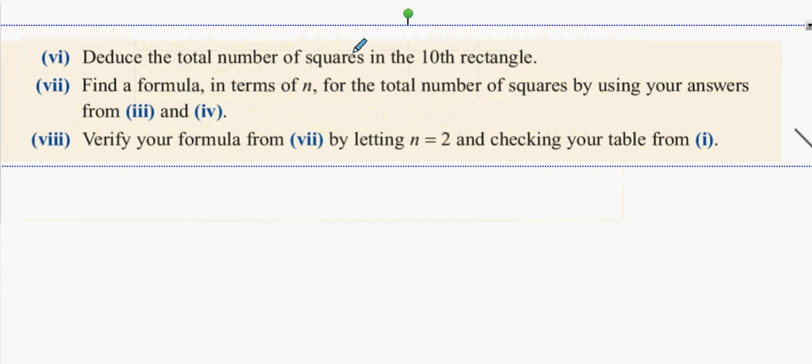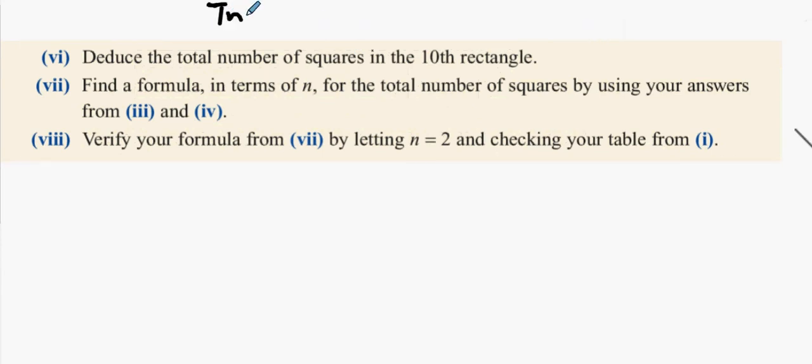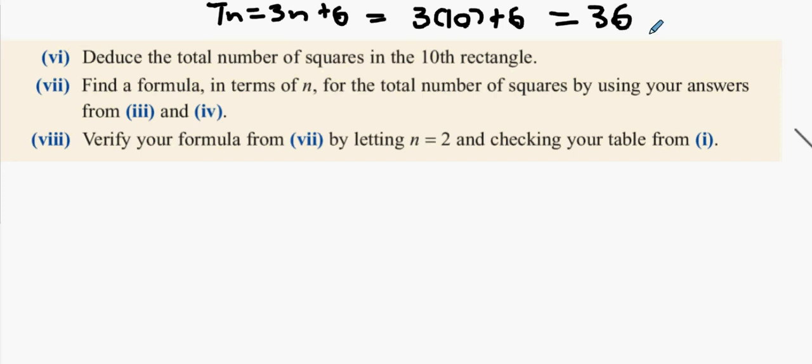Deduce the total number of squares in the 10th rectangle. Well, I already did that, but let's do it like this. 3 times 10 plus 6, which is 36, which you actually did earlier. Find the formula in terms of n for the total number of squares. Oh, sorry, I already did that, didn't I? We already did 3n plus 6.